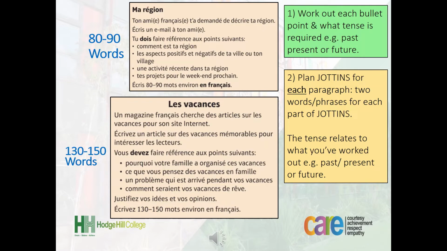You would then, for both the 80 to 90 and the 130 to 150 word task, after you've worked out the meaning of them and written the text next to them, write jottings and plan jottings for each paragraph. The only difference is that for the 130 to 150 word task, you may plan more vocabulary just due to the number of words required and therefore detail required.